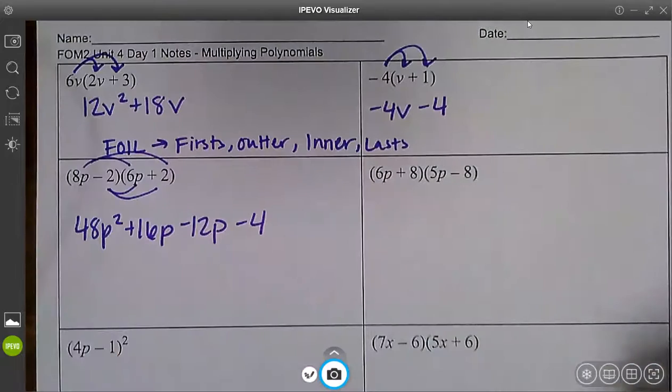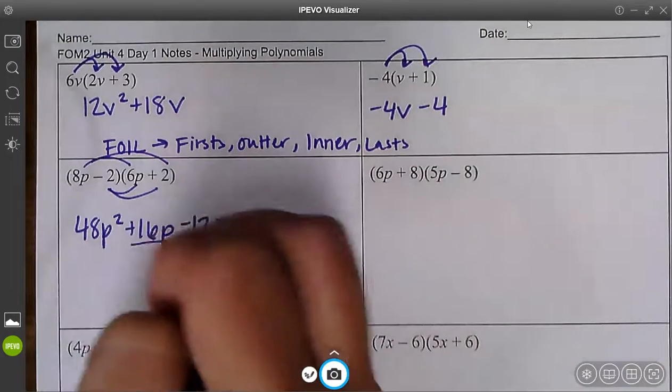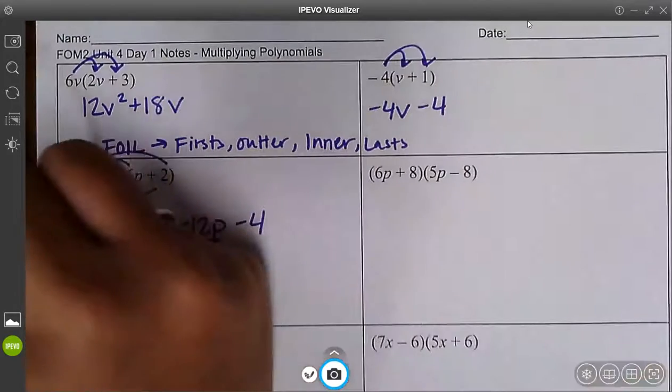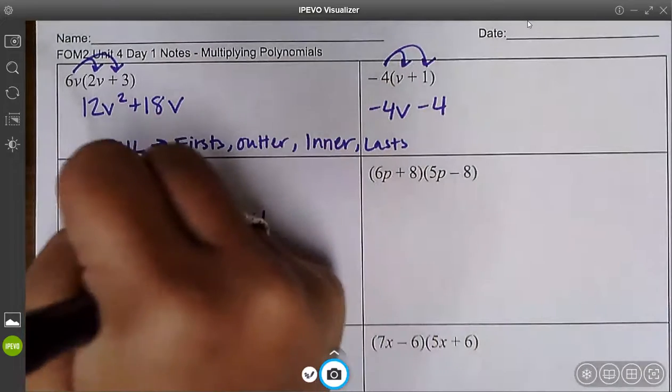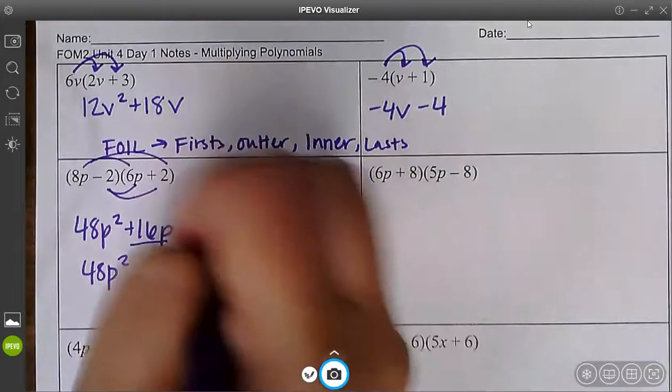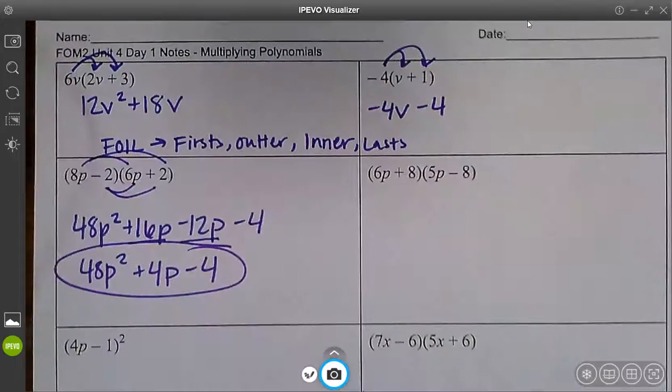The only difference in this and the one before is you're going to combine your like terms. You have 48p squared. 16 minus 12 is 4p minus 4. And that is your answer.